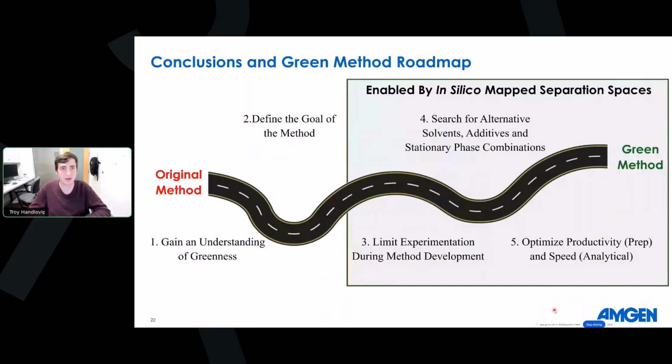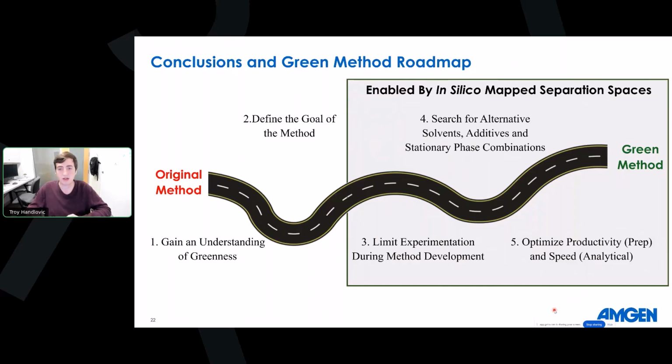With that, I'll give my conclusions and a green chemistry method roadmap. So first, you have to understand greenness, how it applies to your lab. If you don't understand where you can make improvements in your method greenness, it's very difficult to make those improvements. You also have to know the goal of the method, right? We have to consider the productivity, performance, and greenness, right? So we make the greenest method that achieves our desired goal.